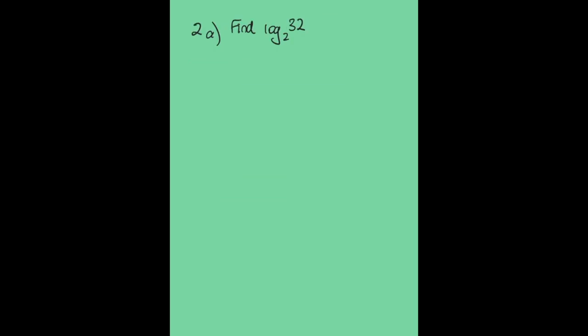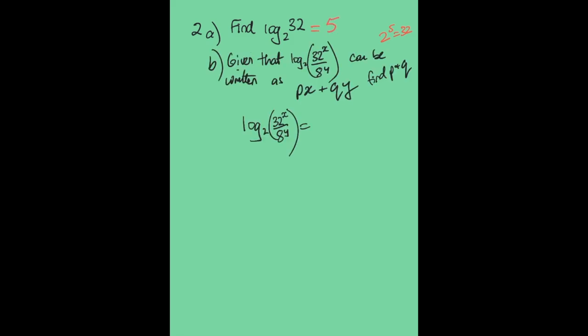Part A of question 2 is quite easy because we know that 2 to the power of 5 is equal to 32. So that's the answer here, it's simply 5. Now part B is much more complicated. You can tell straight away that this is going to involve the power rule because we've got some numbers here in the log of powers. But it's also going to be looking at the quotient rule. So let's rewrite this first of all as log base 2 of 32 to the power of x minus log base 2 of 8 to the power of y.